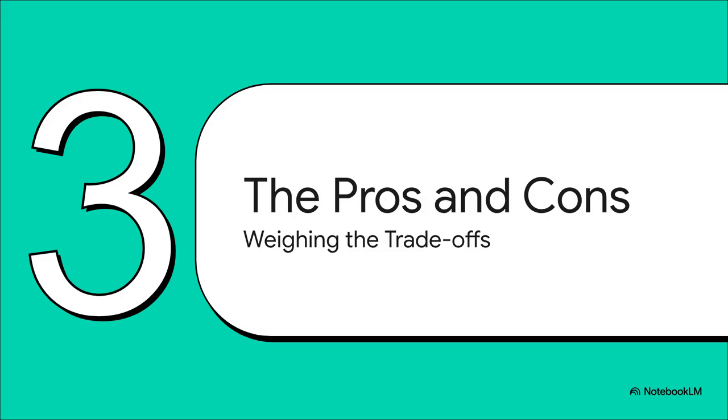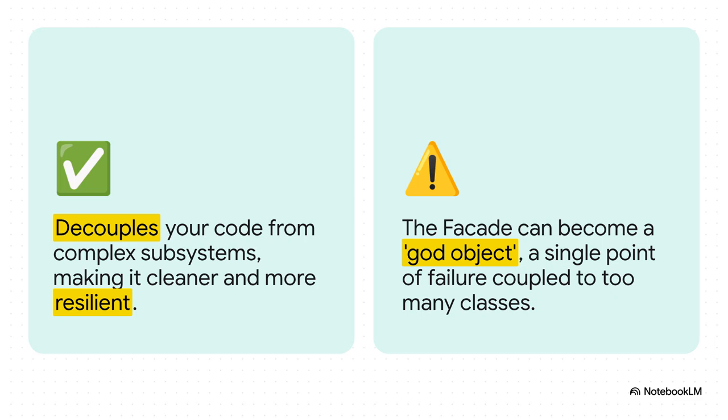But of course, like any pattern in software, there are always trade-offs. So let's be fair and take a look at the pros and the cons. Okay, on the pro side, the wins are pretty obvious. You decouple your code, which means it doesn't break as easily. You make complicated libraries way easier to use, and your code just becomes cleaner and easier for the next person to read.